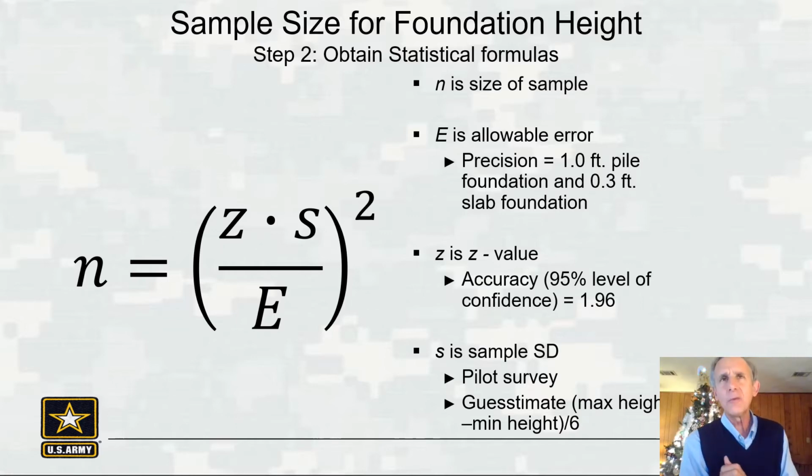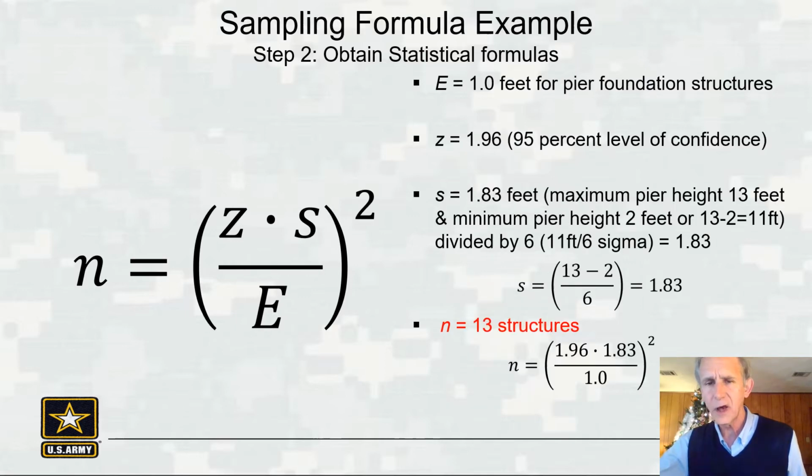And for pile or pier foundations, we were willing to say we were a foot off if it's way up in the air. And if it's a slab foundation, we were willing to be 0.3 of a foot off. So that all works into your sampling formula.